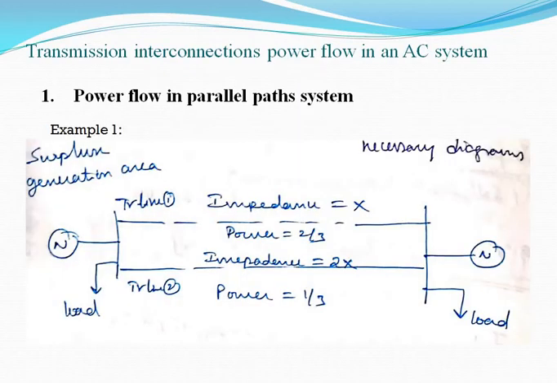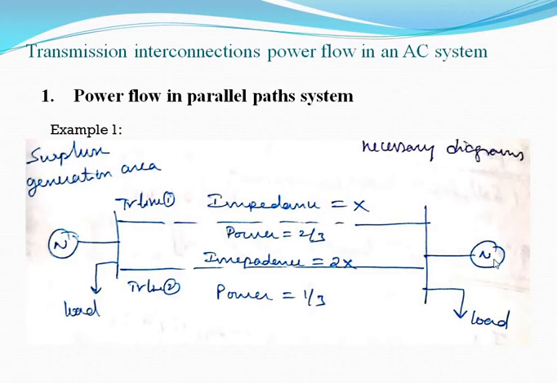The transmission interconnection power flow in AC system can be explained by considering two cases: power flow in parallel path system and power flow in meshed network. Power flow in parallel path system again can be explained by considering different examples. Example 1.